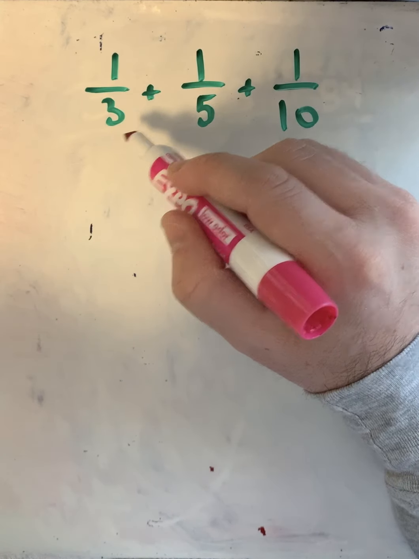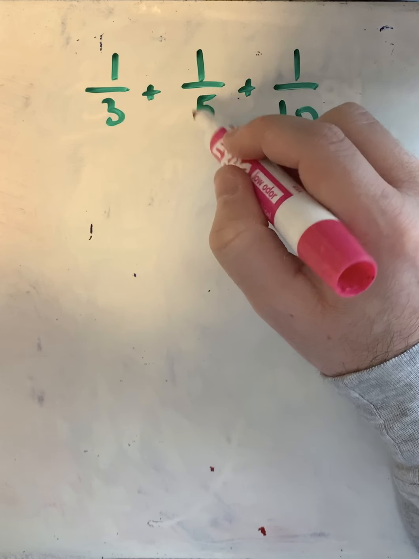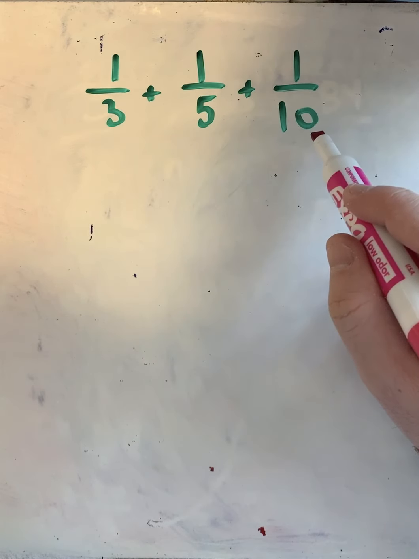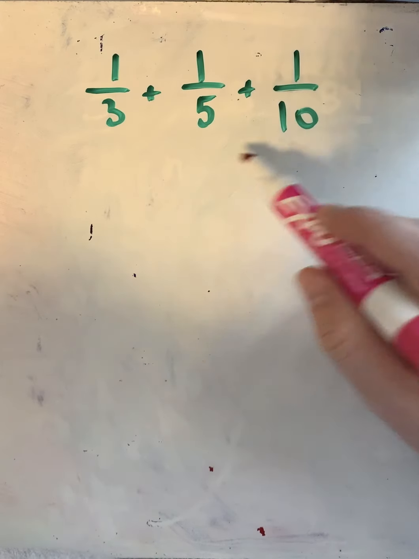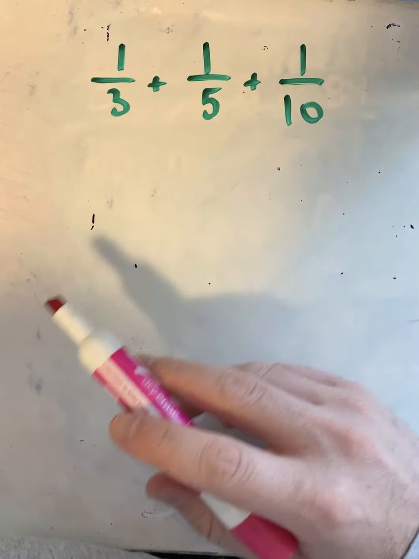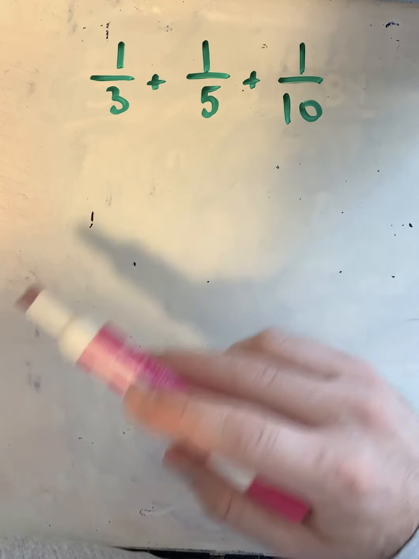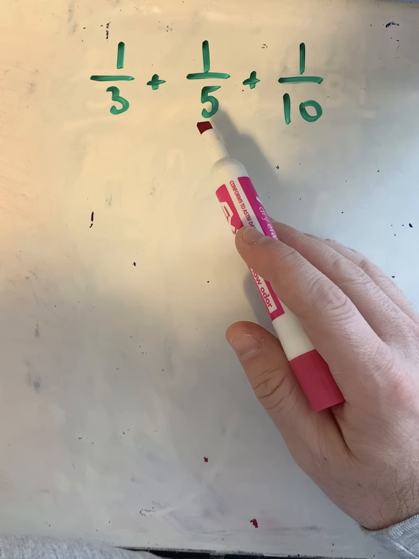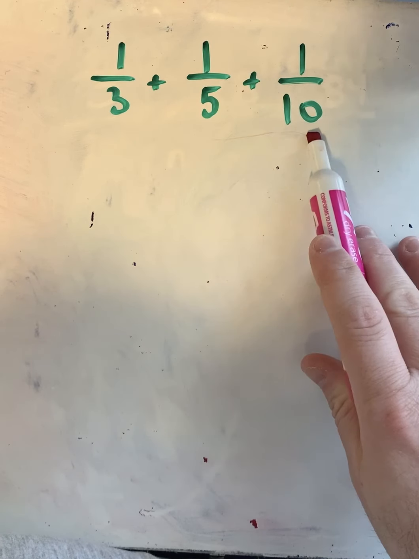So I can do 1 over 3 added with 1 over 5, get that answer, and then add it to 1/10. Or I can approach it with all three of them. Again, the extra steps of this one, if it's something that you're more comfortable with, then do so, okay? But for the sake of the class right now, we're just talking about how to get all three of them.